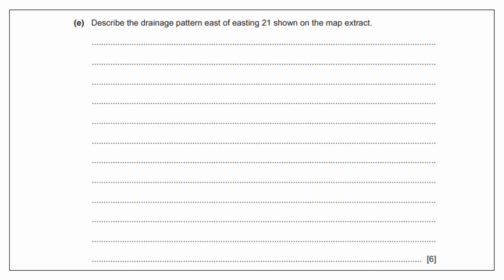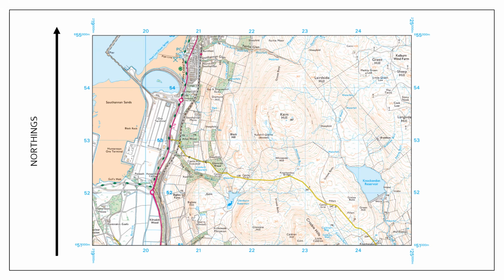Now, this question for 6 marks is a lot, so I'm going to break this down step by step, so please follow. Describe the drainage pattern east of Easting 21 shown on the map extract. The first thing that might confuse you is, what do you mean by Easting 21? Okay, so let's break that down for you.